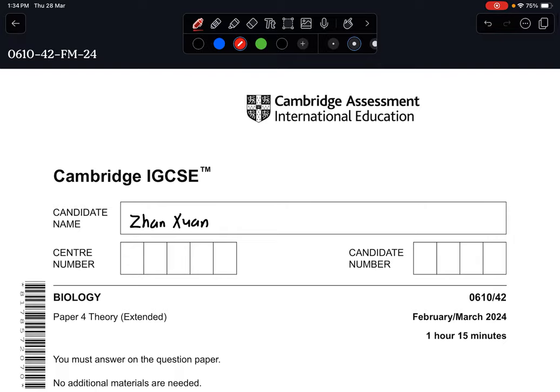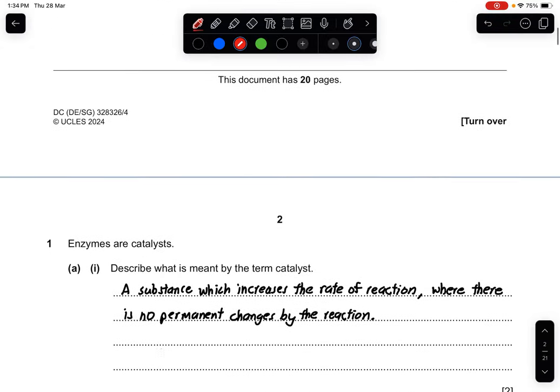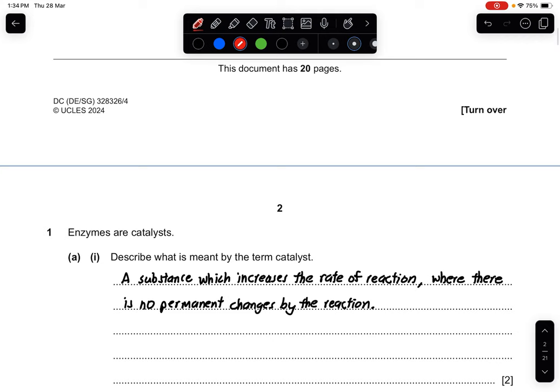Alright, let's begin. Question 1. Enzymes are catalysts. Part 1 says, describe what is meant by the term catalyst. Pay attention to what the question wants. They want catalyst. So most of the time we always say a biological catalyst. Okay, now they want catalyst. So you must mention that it is a substance which increases the rate of reaction.